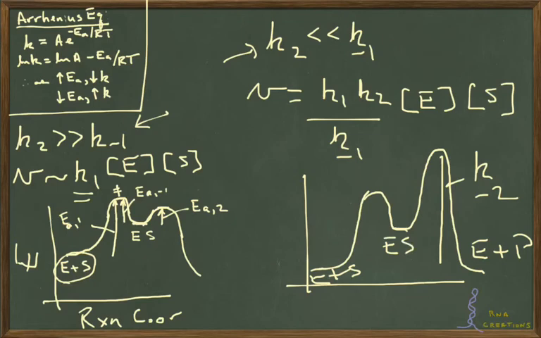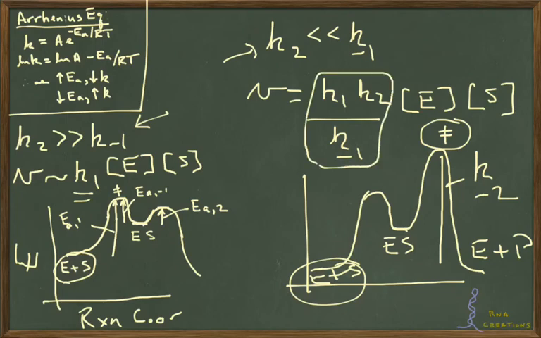Okay. And so now you can see that if you're free E and S, you have to traverse the second mountain. It's not enough to get over the first mountain. You have to get over the first mountain, and then you also have to get over the second mountain. And so that's why effectively you have all three of those in your kcat over Km.